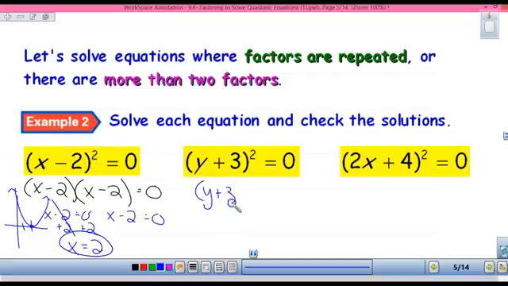This one, we've got y plus 3 equals 0, so we get y equals negative 3.